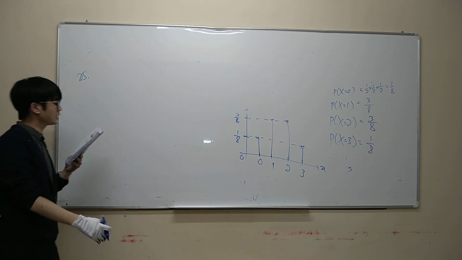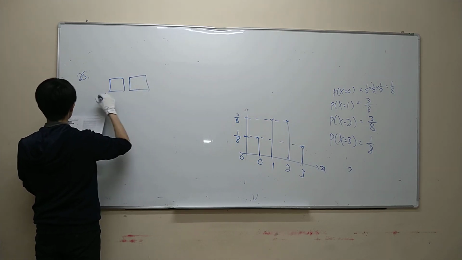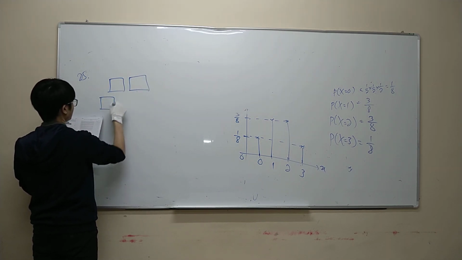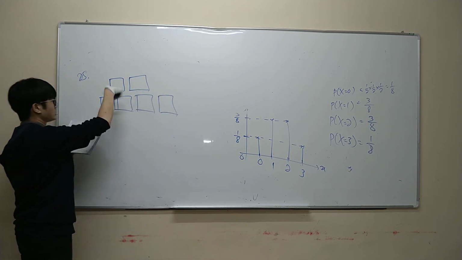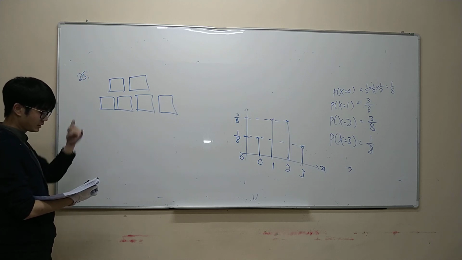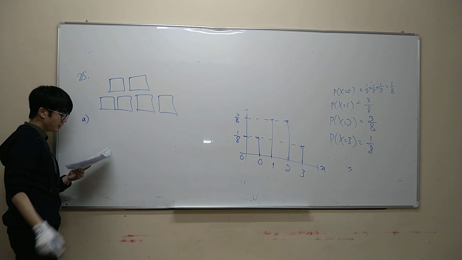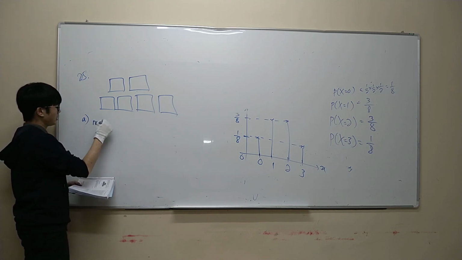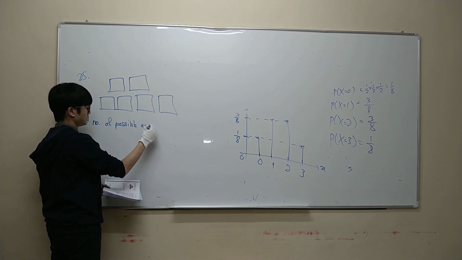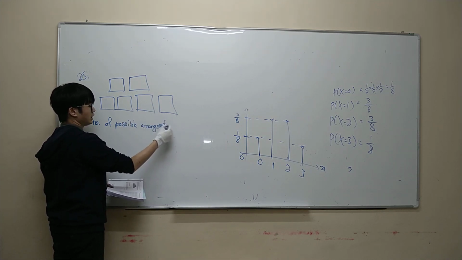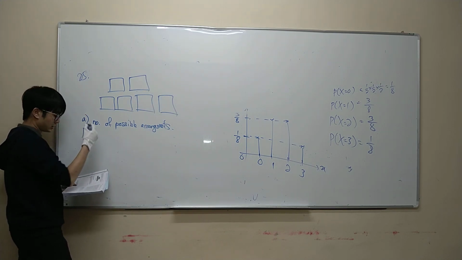Diagram 25 shows the position of 6 pictures consisting of mother, father, 3 daughters, and a son. So there are pictures. This family consists of 6 family members, 1, 2, 3, 4, 5, 6. And then they say find A, the number of possible arrangements. So number of possible arrangements means no restriction. Right?